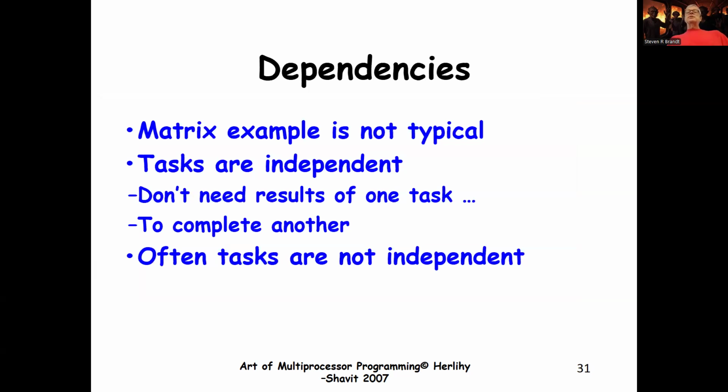And the matrix example is not typical. The tasks are completely independent, and one result does not need the results of another to complete. Often tasks are not so independent.